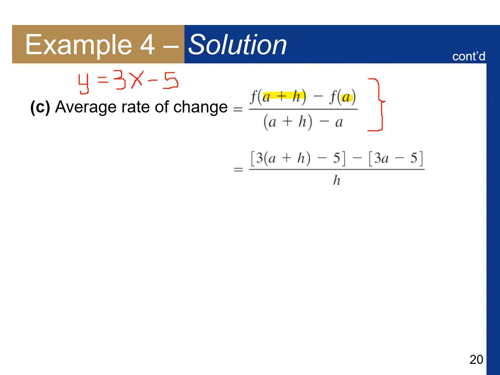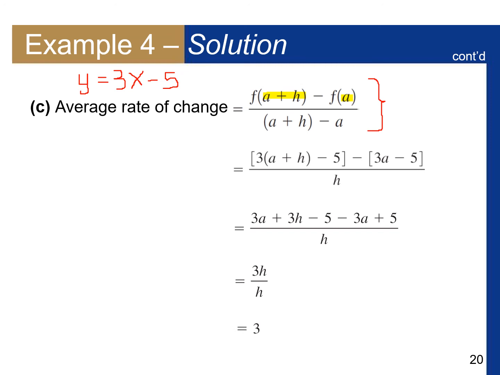So let's see. If I plug in a plus h, instead of f of x, I have f of a plus h. And I plug in f of a. Let's see what happens. I'm going to simplify by distributing. Then I'm going to combine like terms. And I get 3h over h. So the h's will reduce. And I see that I still get my slope of 3.